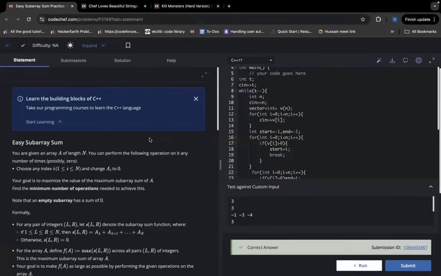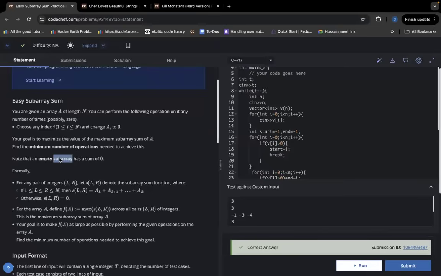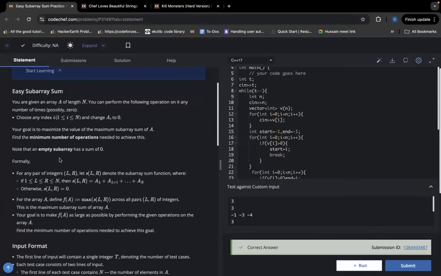Okay. Easy subarray sum. You are given an array A of length n. You can perform the following operation on it any number of times. Choose an index I and change AI to 0. Your goal is to maximize the value of the maximum subarray of A. Find the minimum number of operations to achieve this. Note that an empty subarray has sum 0.